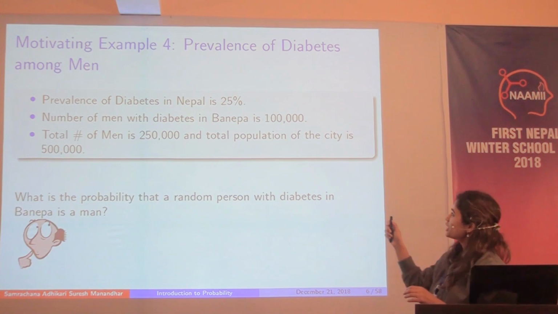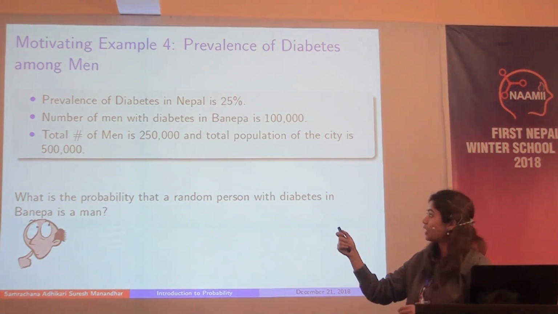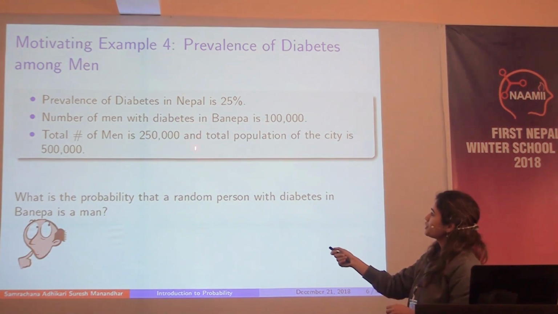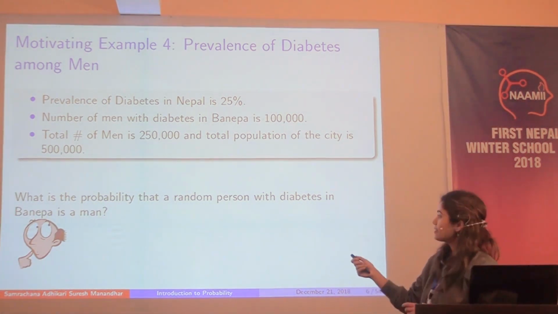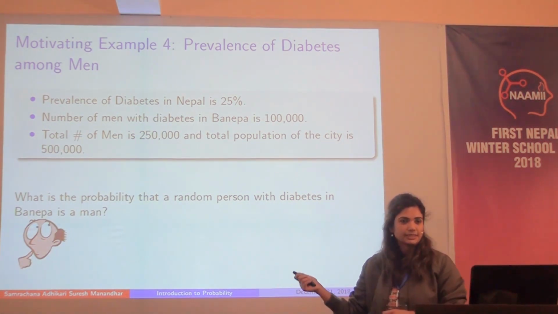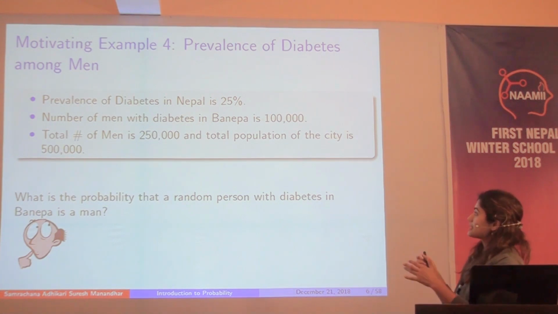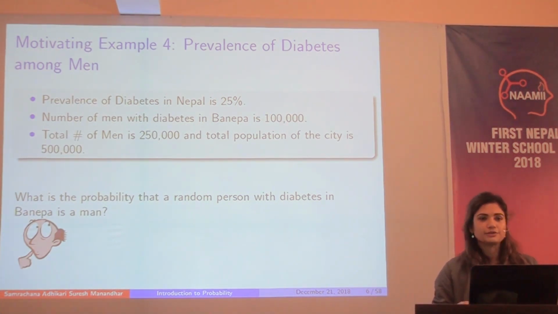So there are so many parts, right? There is a probability of getting diabetes. There is the proportion of men in that city. And then we are talking about this idea of conditional probability again. So all of these ideas will be explored in our lecture, and we'll try to answer some of them.